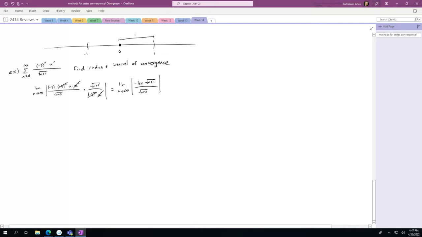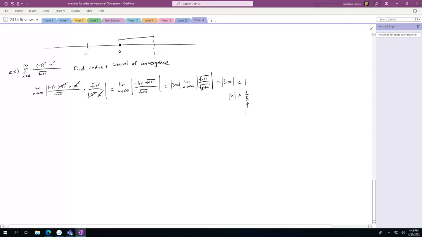Well, my x is completely independent of my limit. So I'm going to pull out the absolute value of negative 3x, which is just 3|x|, times the limit as n approaches infinity of the square root of n plus 1 over the square root of n plus 2. This limit comes out to be 1, so I'm left with 3|x|, and this should be smaller than 1, right? Well, if I divide both sides by 3, I get that the absolute value of x is smaller than 1/3. So what's my radius of convergence?